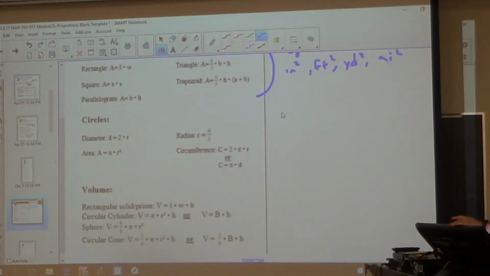Then when you get down to volume, volume is going to be cubed.